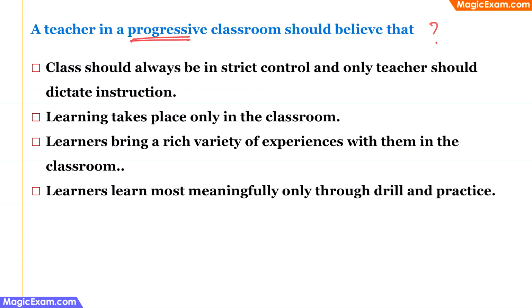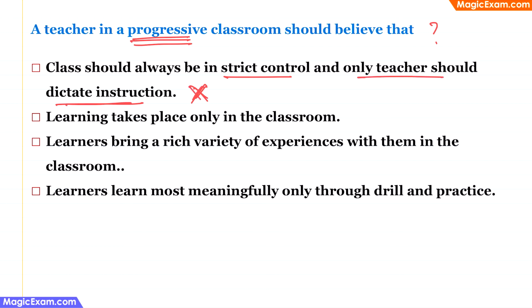Right? Now, when we look at the options, the first one says class should always be in strict control and only the teacher should dictate instruction. This is absolutely incorrect, because if only the teacher is dictating and the students are always listening, then this cannot be a progressive classroom. Even the children should get an opportunity to participate in the teaching and learning process. They should also get to contribute in the lesson. Therefore, only the teacher should dictate instruction is incorrect.